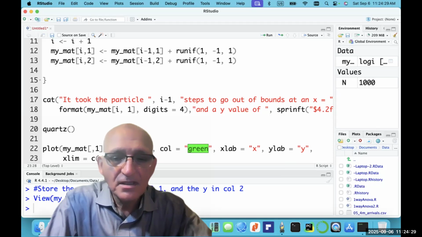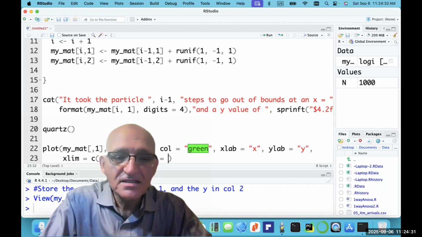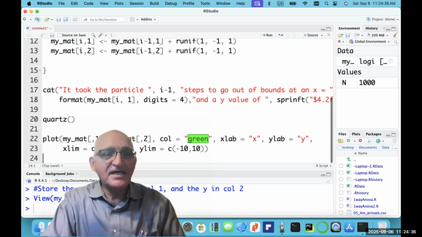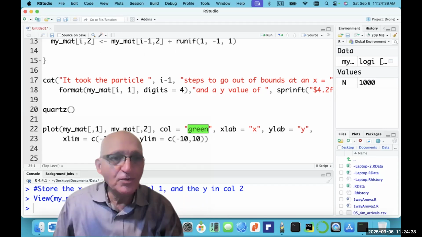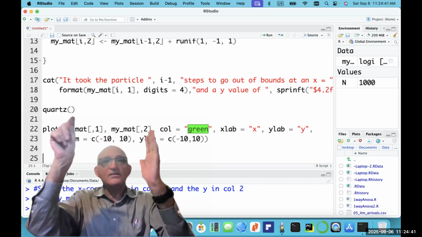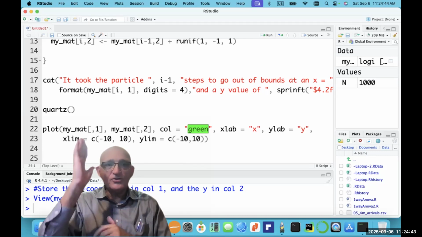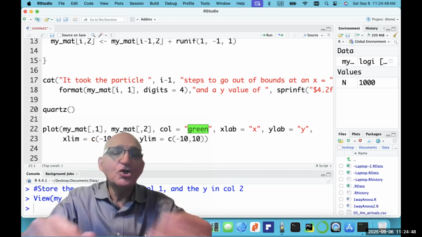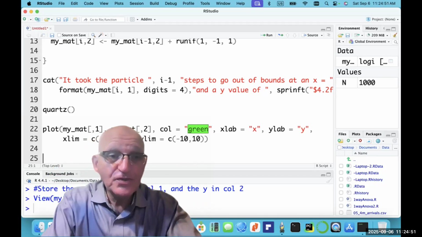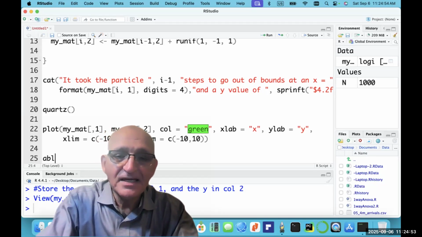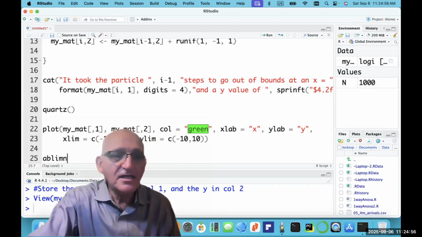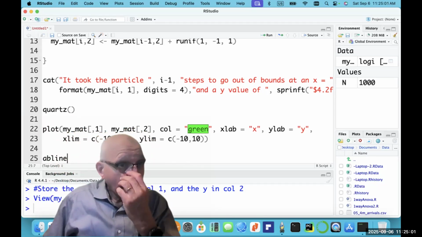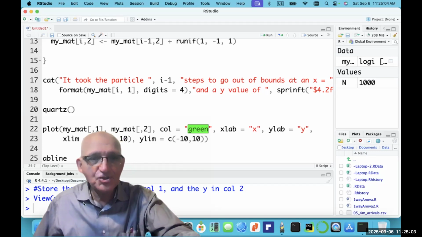The Y limit is c, -10 and 10. At the end of the day, there's something else I want to show you. Suppose I want to show the borders of the plot. I want to have the y's and the x's at -10 and 10. We do that using a function called abline. Abline means I can draw a line with a and b.